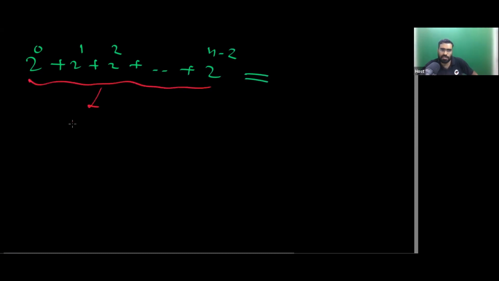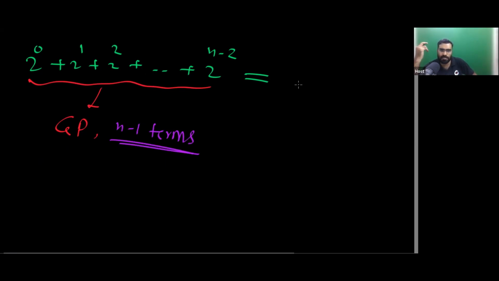If you see this series, what is the series? 2 power 0 plus 2 power 1 plus 2 power 2, up to 2 power n minus 2. What is this? This is your GP. How many terms are there in this GP? From 0 to n minus 2, there are total n minus 1 terms.